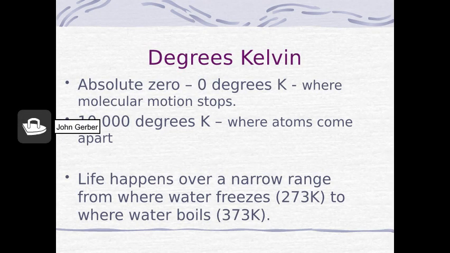At absolute zero, 0 degrees Kelvin, molecular motion stops. At 10,000 degrees Kelvin, atoms no longer are intact, they come apart. This is thought to be the full range of temperature possibilities in the known universe. Life happens within a relatively narrow range from 273 to 373 degrees Kelvin on a scale of 0 to 10,000.